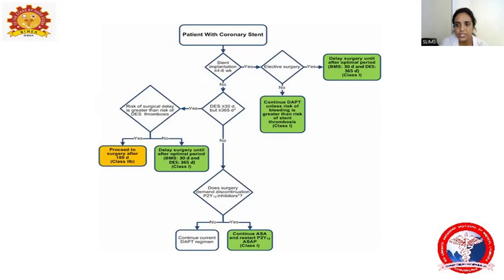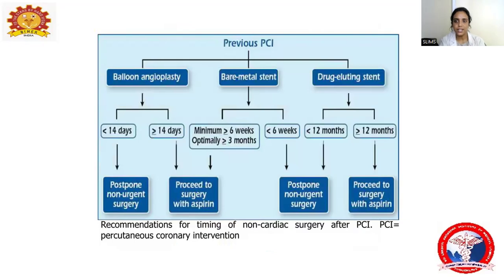Now, we were talking about this optimal period. So, what is that optimal period? For a previous PCI, there are 3 types. For balloon angioplasty, the optimal period would be 14 days. If it is less than 14 days, you have to postpone any non-urgent surgery. And if it is more than 14 days, you can proceed to the surgery.